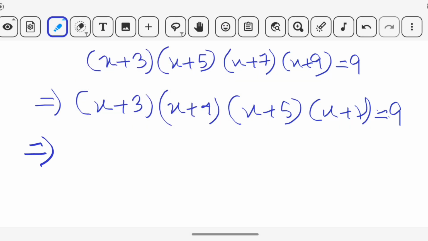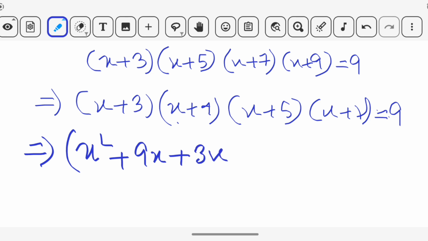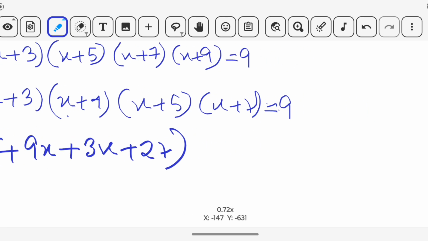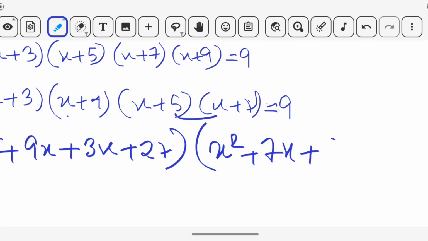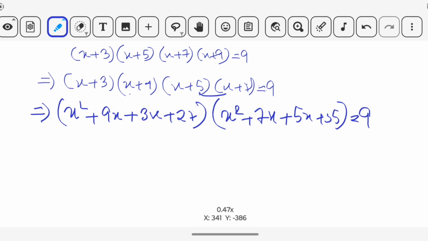Now x multiplied by x is x square, plus 9x, plus 3 multiplied by x is 3x, plus 3 multiplied by 9 is 27, multiplied by x multiplied by x is x square, x multiplied by 7 is 7x, plus 5 multiplied by x is 5x, plus 5 multiplied by 7 is 35, is equal to 9. Easy? So this is the equation.